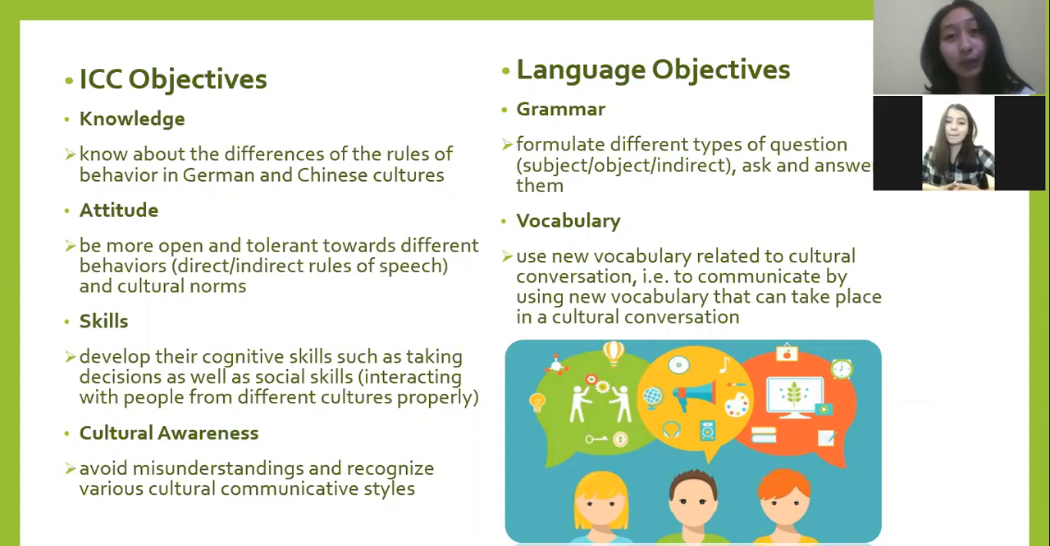In language objectives, we have grammar and vocabulary. In grammar, students will be able to formulate different types of questions such as subject, object, and indirect, as well as asking and answering them. In vocabulary, learners will be able to use new vocabulary related to cultural conversation to communicate in cultural conversations.